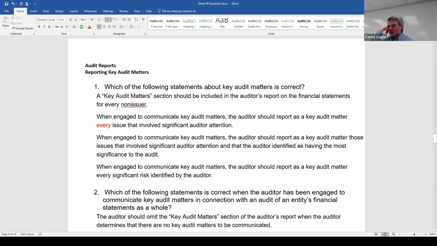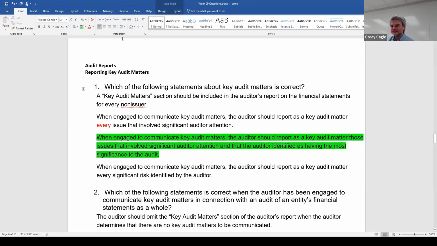C says when engaged to communicate key audit matters, the auditor should report as a key audit matter those issues that involve significant auditor attention. Okay, we're good so far. And that the auditor identified as having the most significance to the audit. That's exactly right, right? That's exactly what we're doing. Yes, it is. This is not an old CPA question. I don't think they've ever even asked a CPA question on this yet. It's so new, but by the time y'all take audit, this will be on there. It's on there now.